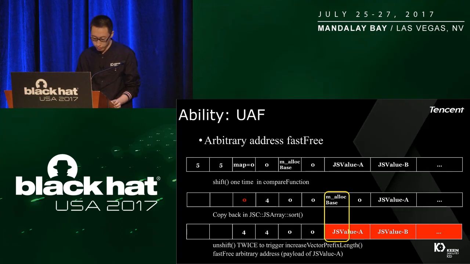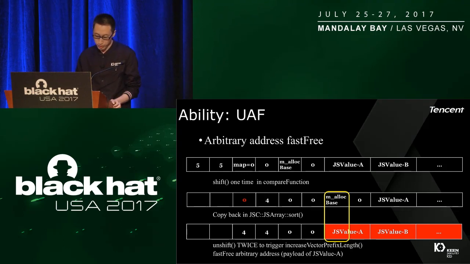So specifically, we shift the array once to make sure the m_allocBase overlaps with the payload of JS value A. And when JS value A is copied back, m_allocBase will be overwritten. The payload of JS value A is the address of the structure we want to fast free. Last, we unshift the array twice to fast free the structure.